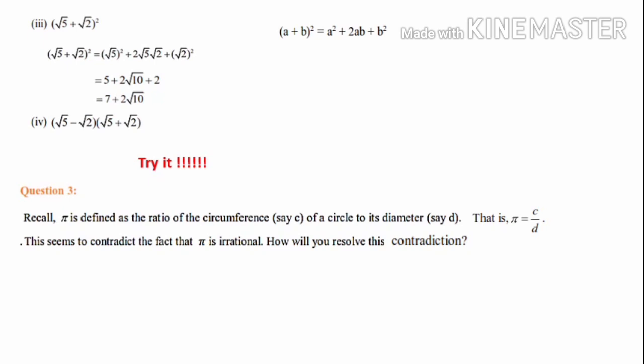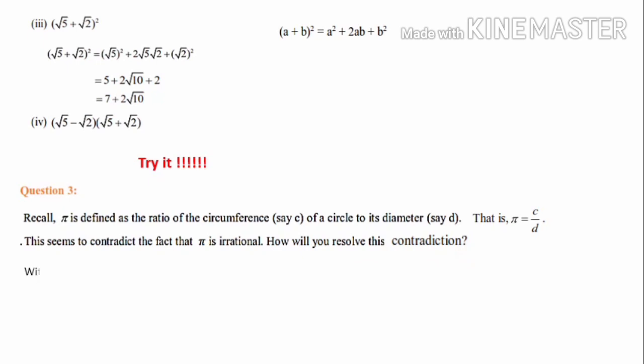Actually, this question was asked by some of you earlier as a doubt, because when we were explaining irrational numbers, we studied that pi is irrational. And some of you asked at that time, pi value is 22 by 7, why is it coming like that? 22 by 7 is rational and we are studying pi as irrational. Why does this contradiction come? The same question is asked here also. How will you resolve this contradiction?